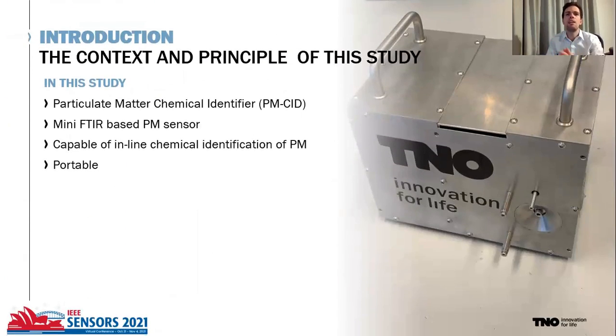In this study, I'll present the PMCID, which stands for Particulate Matter Chemical Identifier. It consists of a mini FTIR-based PM sensor, which is capable of inline chemical identification, is portable, at much lower cost than other technologies that monitor chemical composition of PM in real time.